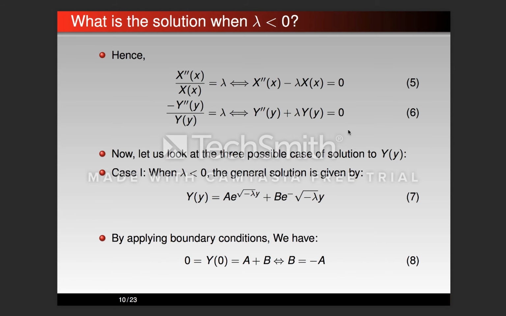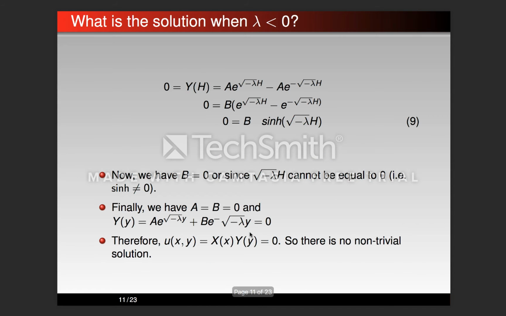So first case we consider when lambda is less than 0, what will be the general solution? The general solution to the y of y is given by a e to the power root minus lambda y plus b e to the power minus root minus lambda y. So by applying the boundary conditions, we get that y of 0 equals 0, where we get y of 0 equals a plus b. This implies that b is equal to minus a.